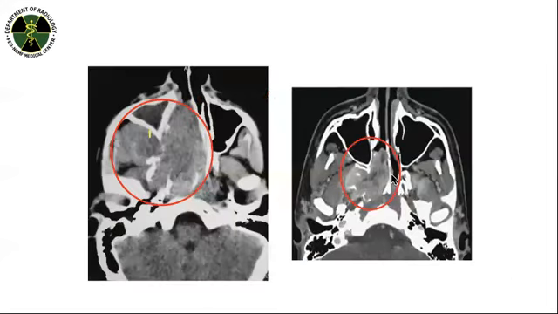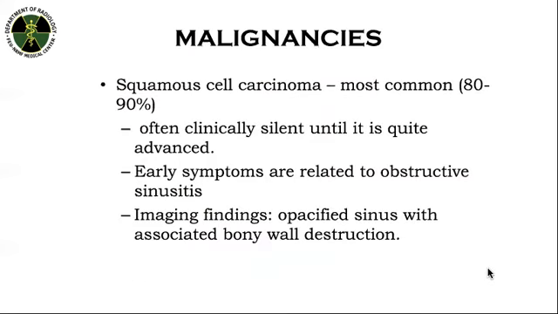So in here also, as you can see, there is an example of your JNA in axial CT scan. Also in here, axial CT scan showing you an example of your JNA. The next is the malignancies. So squamous cell carcinoma is the most common, 80 to 90%, often clinically silent until it is quite advanced.